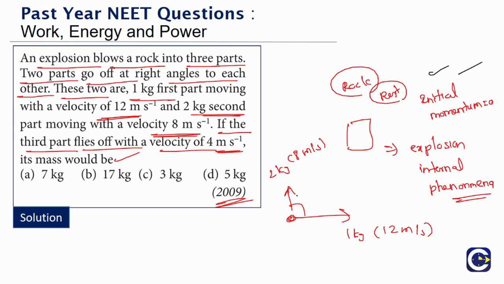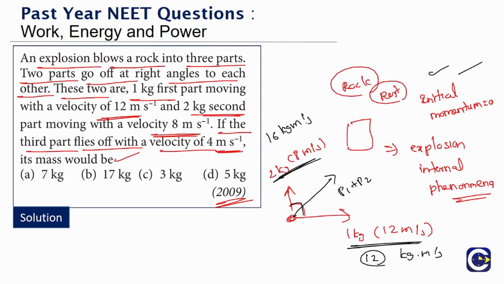So before we discuss the third part, let us look at just the momentum of these two parts. What is the momentum of this mass into velocity, which is 12? The SI unit will be kg meter per second. What about this one? 2 into 8 is 16 kg meter per second. Both the momenta are at right angles. Now the resultant momentum, if you call them P1 and P2, the resultant P1 plus P2 will be along the line between the two directions. So we have to find the resultant momentum magnitude.